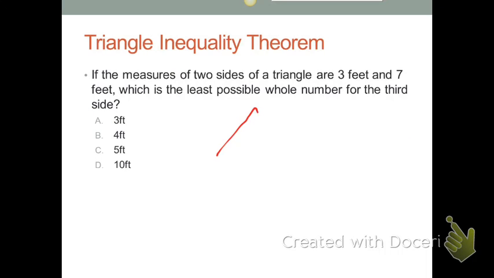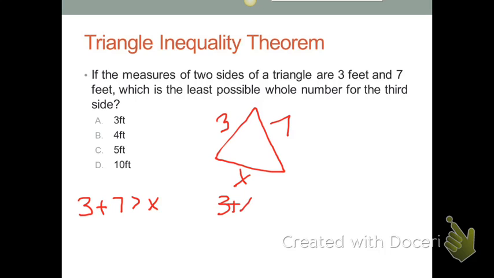Well, first let's go ahead and draw our triangle. So here's our triangle. We have 3 feet, 7 feet, and we'll call our missing side x. So remember, this triangle inequality theorem tells us that the first two sides have to be greater than the third side. So in order to find this, we're going to end up with three inequalities. So we'll have 3 plus 7 has to be greater than x. 3 plus x has to be greater than 7. And 7 plus x has to be greater than 3.